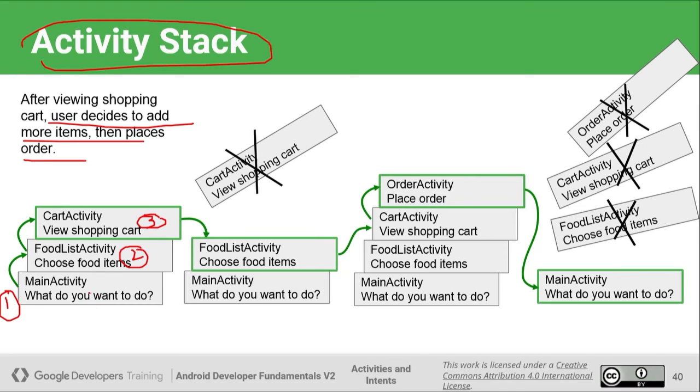Okay, so we start our journey from this activity. This activity is calling this activity, choose food items, and then view shopping cart, and then the food list activity, choose food items, in this fashion. When it comes over here, this activity will be pushed onto the stack so that we can get it later on. After that, we are over here, view shopping cart, add some items in the cart, and then we again come back to the main activity. As we are moving forward, we are pushing the previous activities onto the stack, as you can see by these cross symbols.